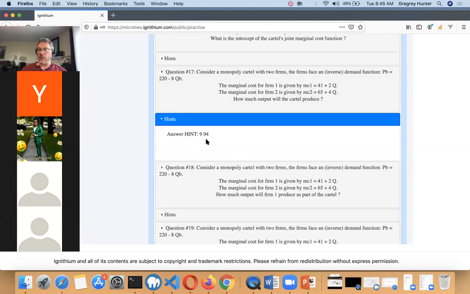Well, okay, so tell me what equation you're solving. I set 220 minus 16Q equal to the joint marginal cost function, 49 plus 1.33Q. And so what Q do you get? I get 10.32. Okay, well, let's double check your math.